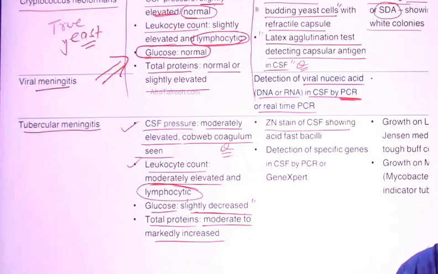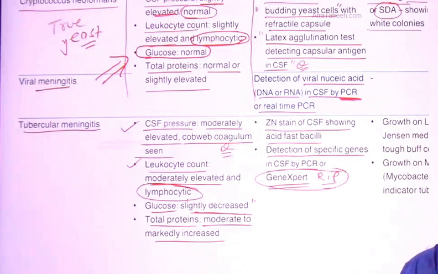The ZN stain of the CSF showing acid-fast bacilli is the best thing to do. Okay, Ziehl-Neelsen staining or acid-fast staining. This is acid-fast. How much acid-fast? 20% acid-fast. And you can detect the specific genes in the CSF by PCR, or nowadays you can go for the GeneXpert also. Along with that you can find out the rifampicin resistance also. GeneXpert Rif is available. This is PCR based only, and is replacing most of the stuff now.